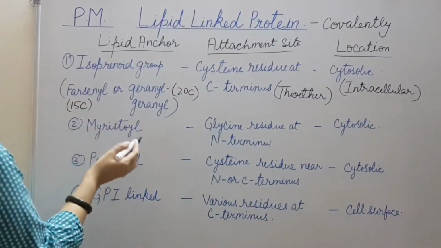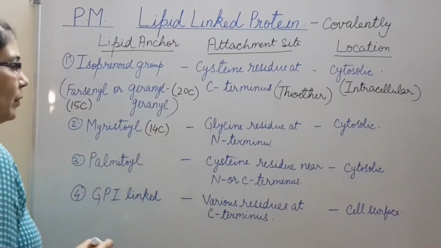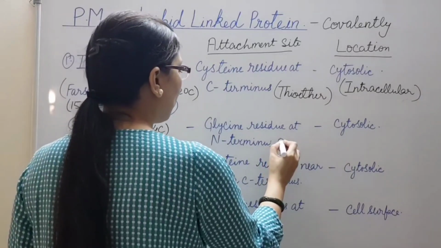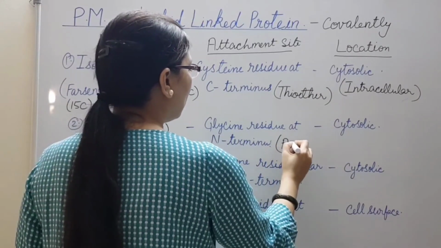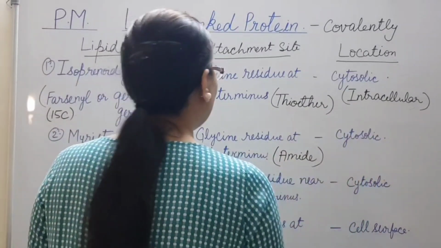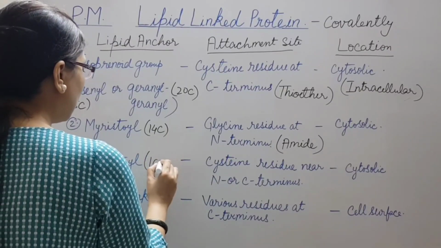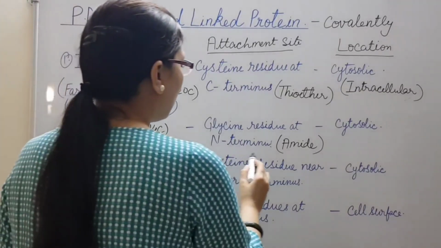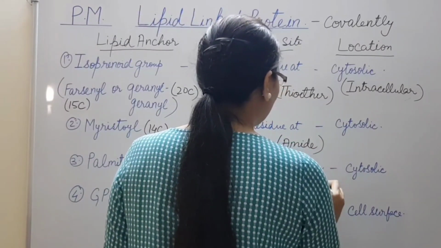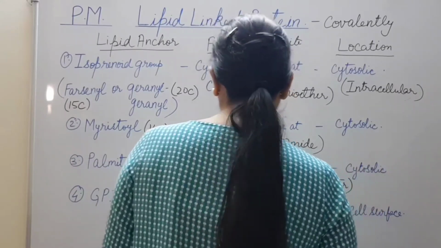Second, myristoyl or myristic acid. This is a 14 carbon saturated fatty acid. Proteins are attached by the glycine residue present at the N terminus. Linkage is amide linkage, and their location is cytosolic or intracellular. Then palmitoyl or palmitic acid. This is a 16 carbon saturated fatty acid. Proteins are attached by cysteine residue present near the N or C terminus by thioester linkage, and the location is cytosolic.